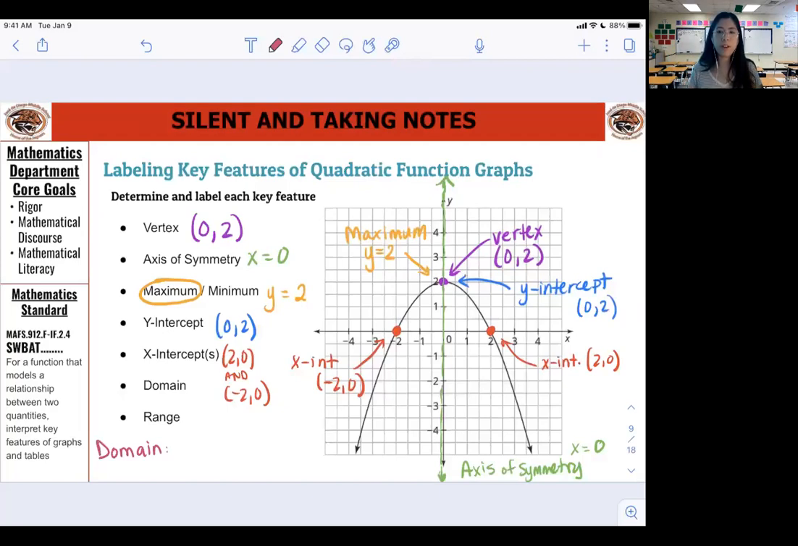And what do we call it when it's hitting every single number? We just wrote it down. All real numbers.